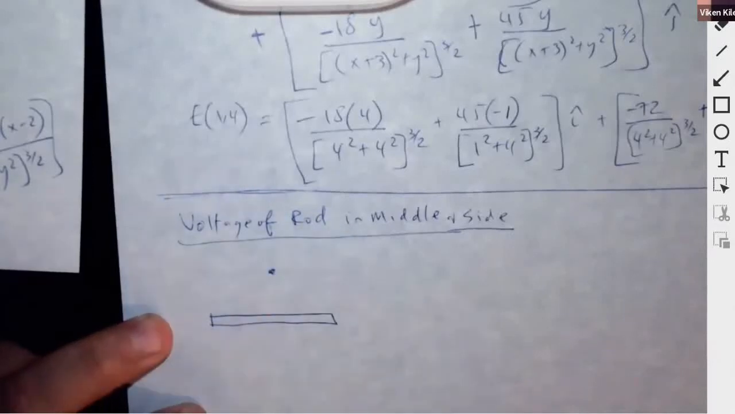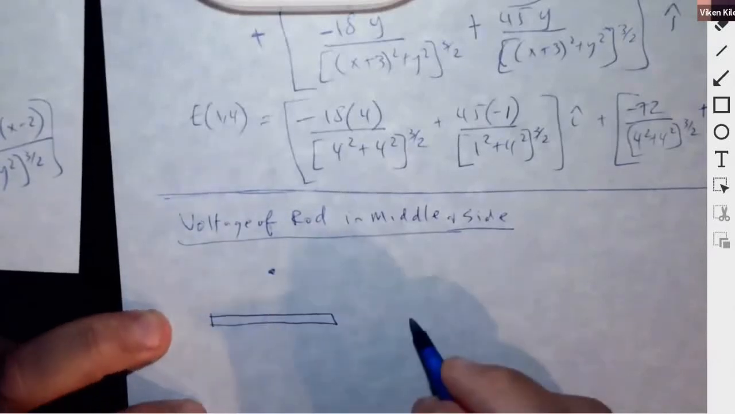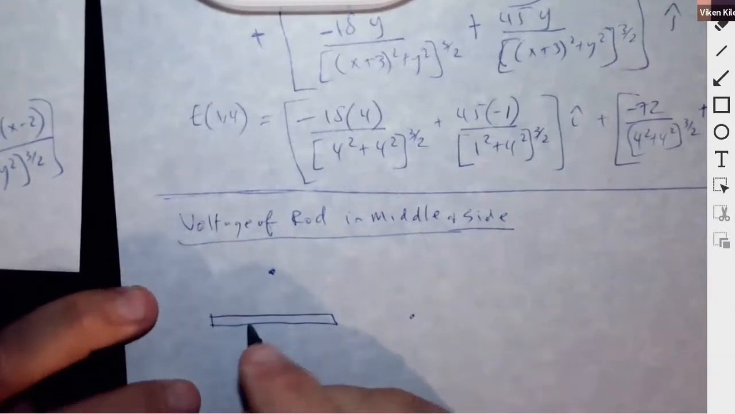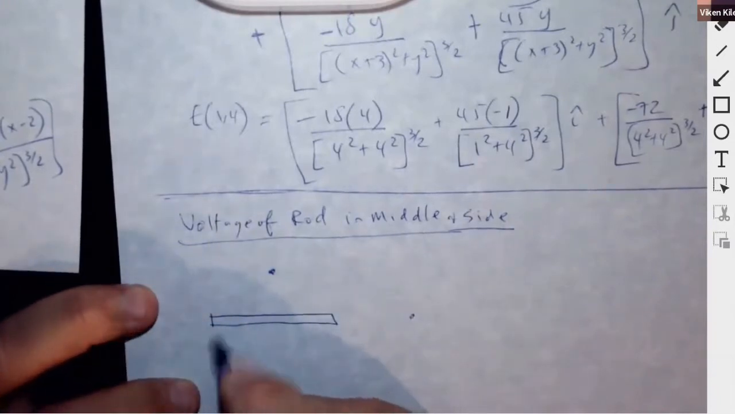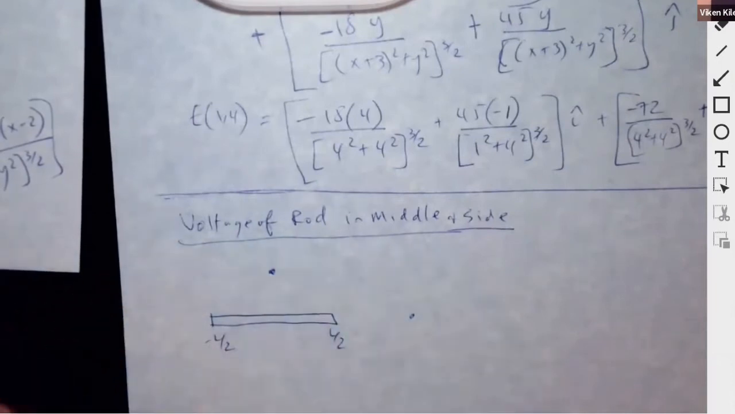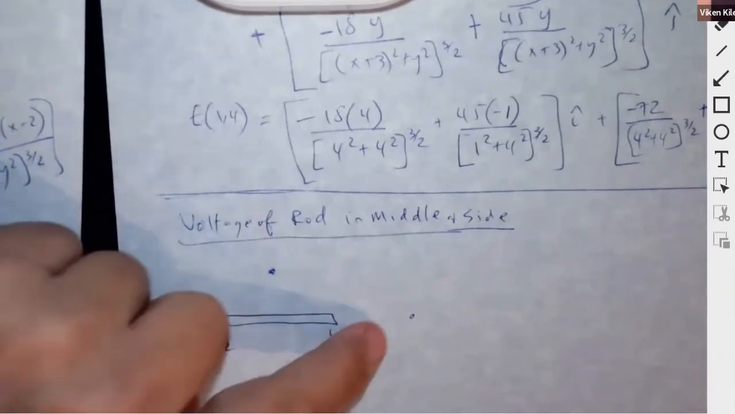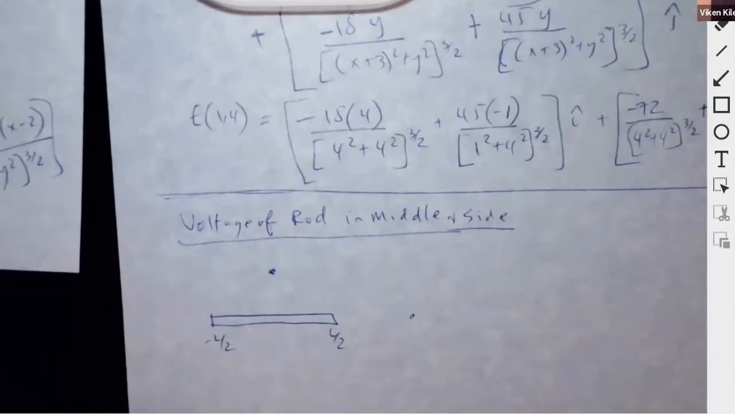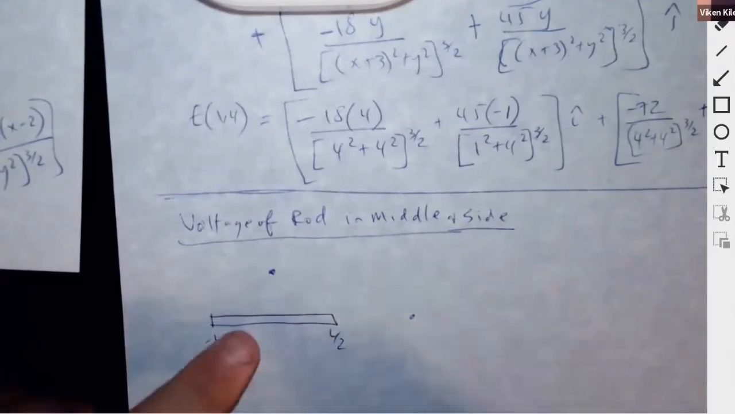in the middle, or the voltage of the rod on the side, for example. So let's say there's a uniform charged rod, negative L over 2 to L over 2. If I want to get a general equation for this, I could get the equation that we have from electric field and take the negative integral of that, you see.